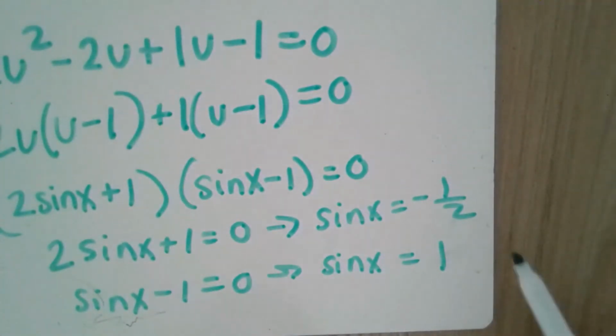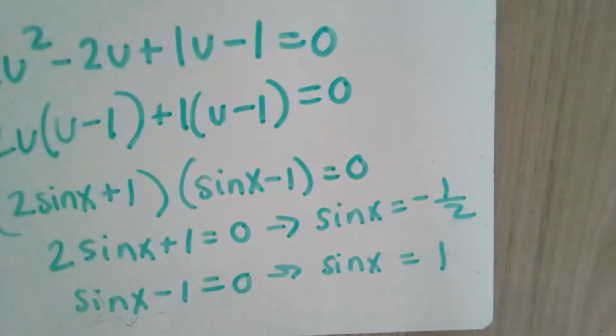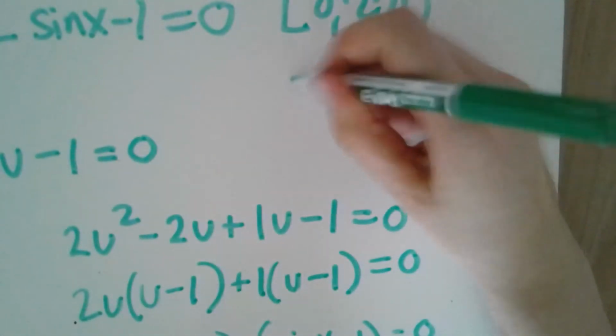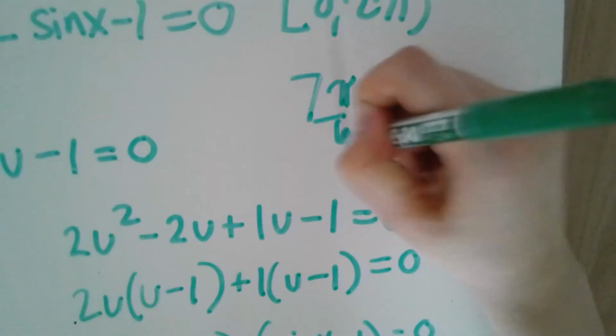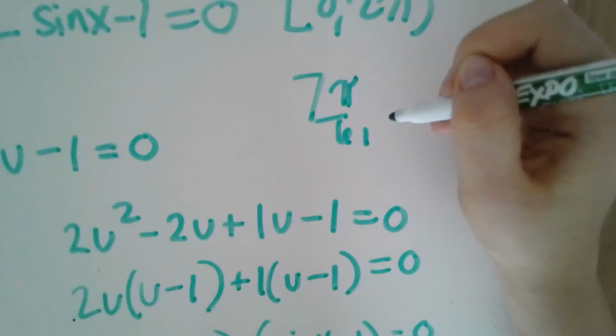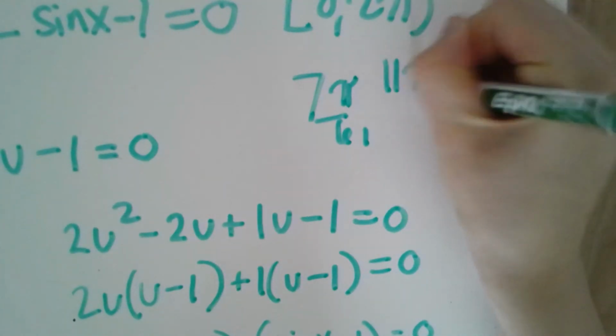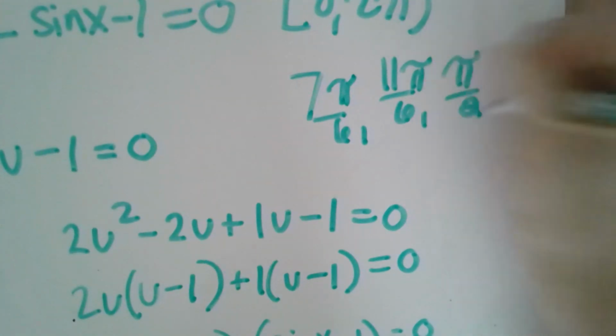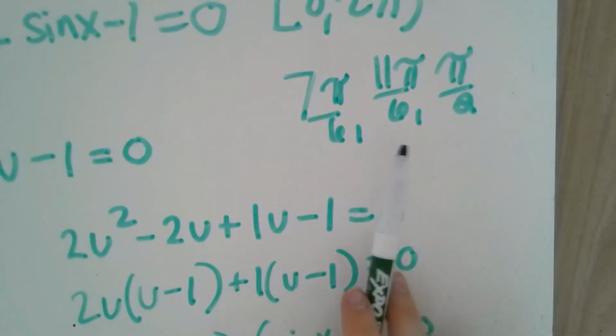So now we're just looking on the unit circle for when sine is negative 1/2 and when sine is 1. And we will get 3 answers here between 0 and 2 pi. So we should have 7 pi over 6, 11 pi over 6, and pi over 2. That's when sine is 1, and these are when sine is negative 1/2.